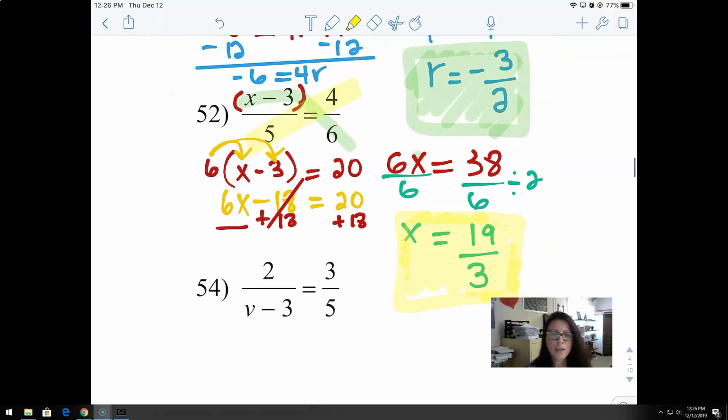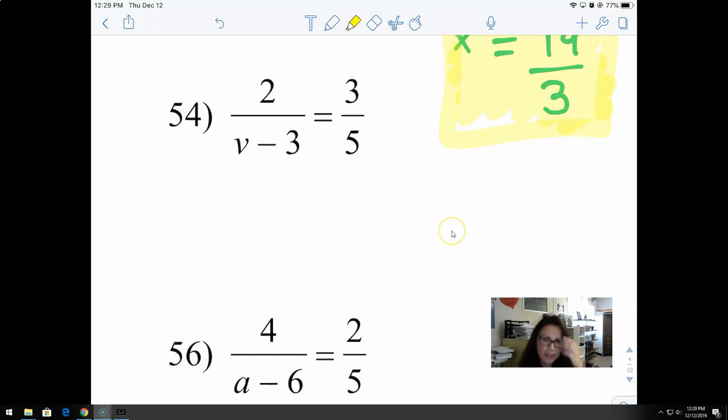All right, let's go ahead and look at number 54. While I'm doing evens, the point is that you do an odd and then come back with me and practice an even just to make sure you're on track.